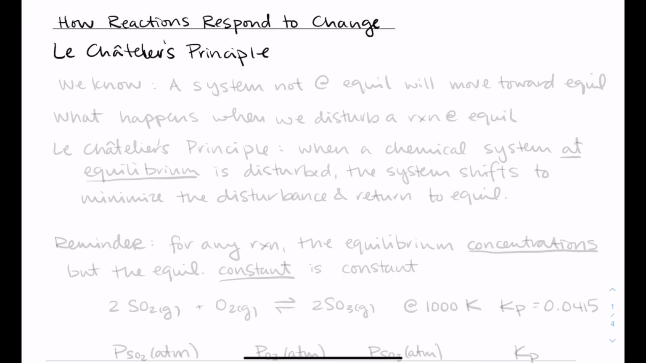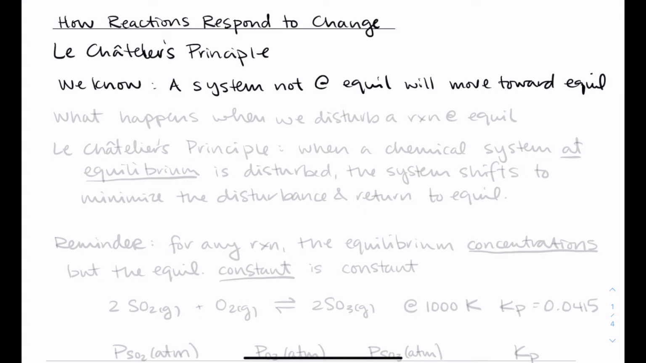What we're going to look at next is how reactions respond to change. And this all falls under everyone's favorite Frenchman, Le Chatelier's principle. Something that we know is that a system not at equilibrium will move toward equilibrium. So, what happens if we have a reaction at equilibrium and we disturb it or perturb it or put some pressure on it in some way?